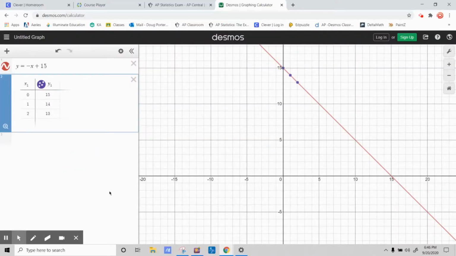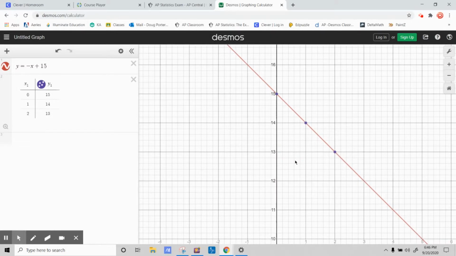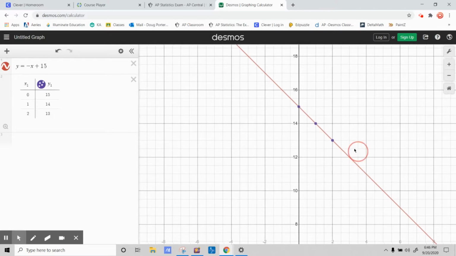Using Desmos and making a table, I can get a graph pretty simply as well. But remember, you're going to need to be able to graph these by hand. So here are the points, 0, 15, 1, 14. Again, a decreasing function. This is the line y equals negative x plus 15.